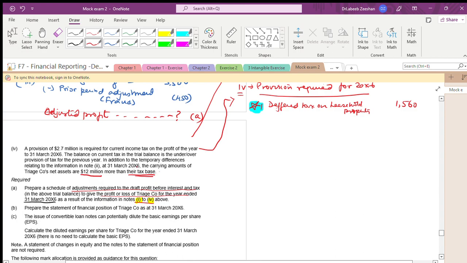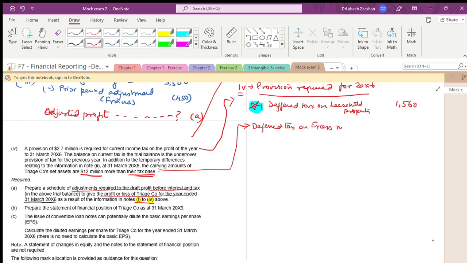Next, see what you have to do. I will put this as a condition to this calculation. Excess net assets. Otherwise, deferred tax. Deferred tax on excess net assets. How much? 12 million.